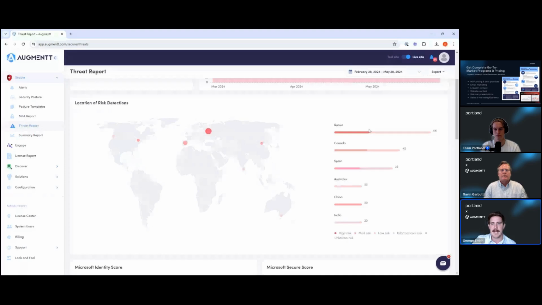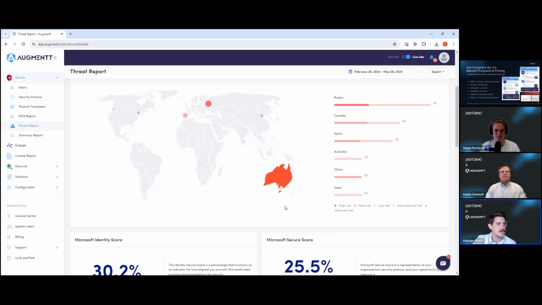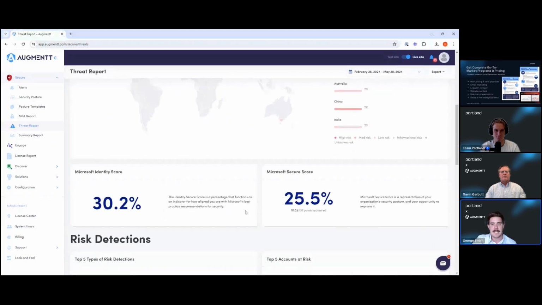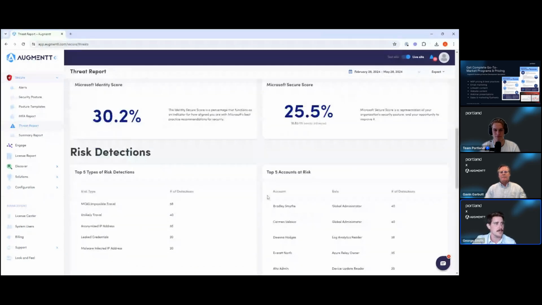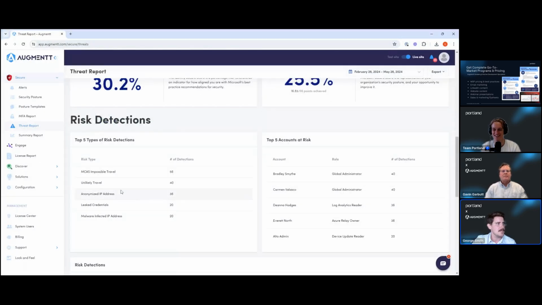You're a manufacturer or a dentist in Amsterdam in the Netherlands, so we're not sure why we're seeing risky activity coming from Russia or Canada or Australia. Microsoft has actually given you an identity score of 30%, which isn't great. Your secure score is actually even worse. And here are some of the types of risks that we're seeing, whether it's impossible travel or leaked credentials.